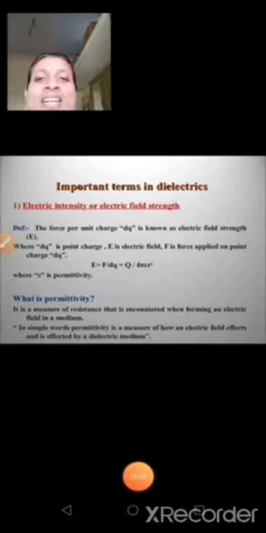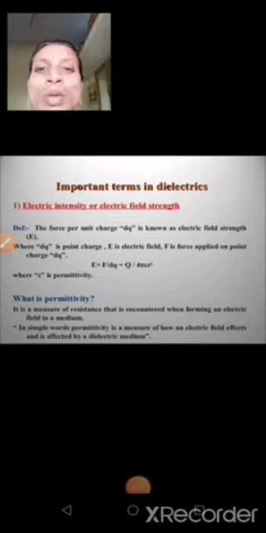This is the diagram which represents the dipole symbol. Plus is the positive charge and minus is the negative charge. These two charges are separated with the application of the electric field, and the atom which we study here is said to be the dielectric atom.